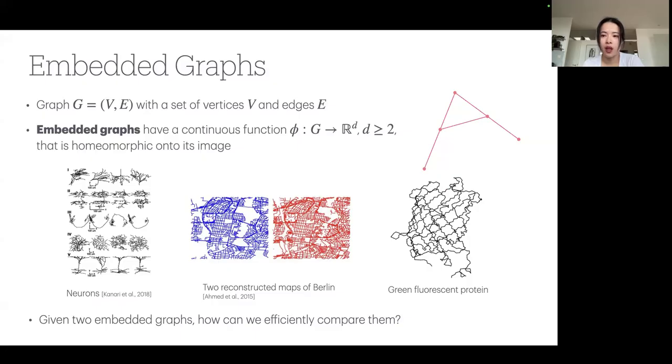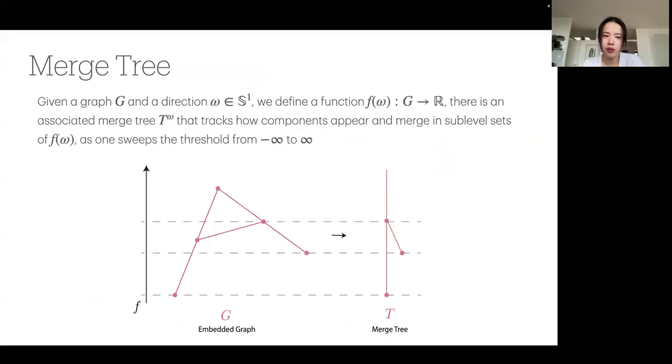So today, the question we want to answer is, given two embedded graphs, how can we efficiently compare them? What we want to do is we want to capture the topology of the graph, and we want to capture the outer shape of the graph using topology, and we also want to make it computable in practice. So to do that, we choose merge tree to be our topological signature.